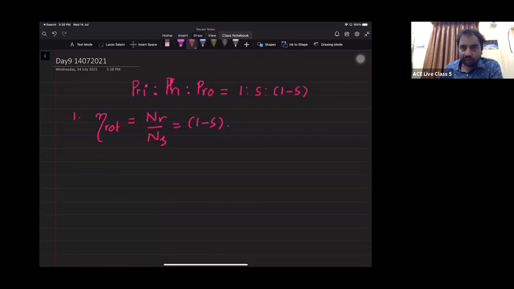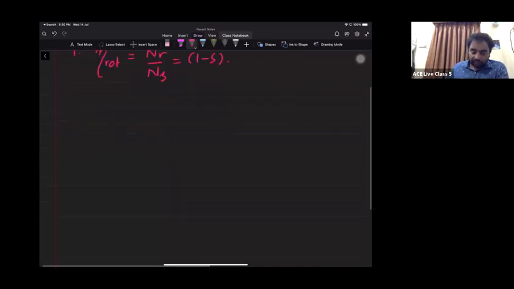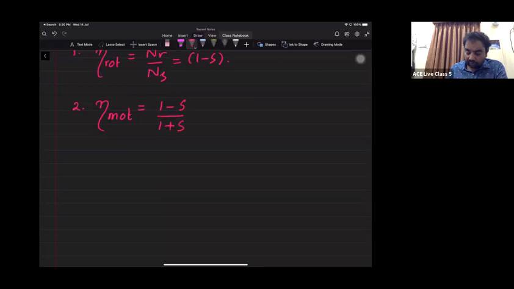Don't worry. The second thing is the approximate equation for the motor efficiency. It is 1 minus S by 1 plus S, right? There is no formula for this. Basing on a thumb rule, it is just given as 1 minus S by 1 plus S.